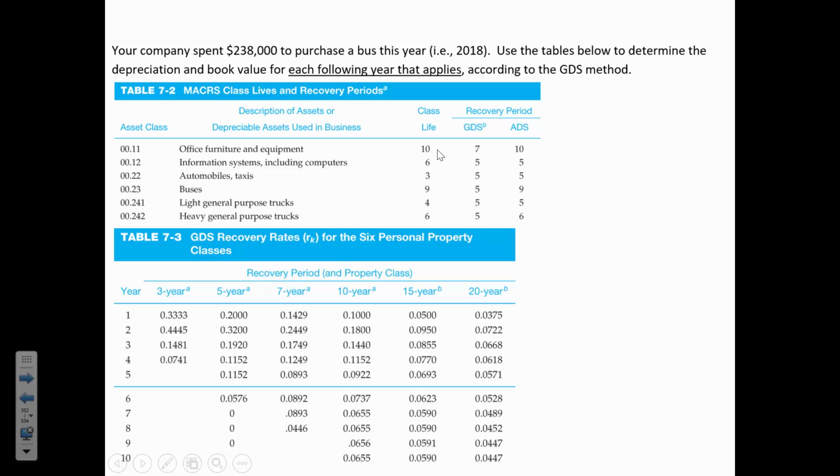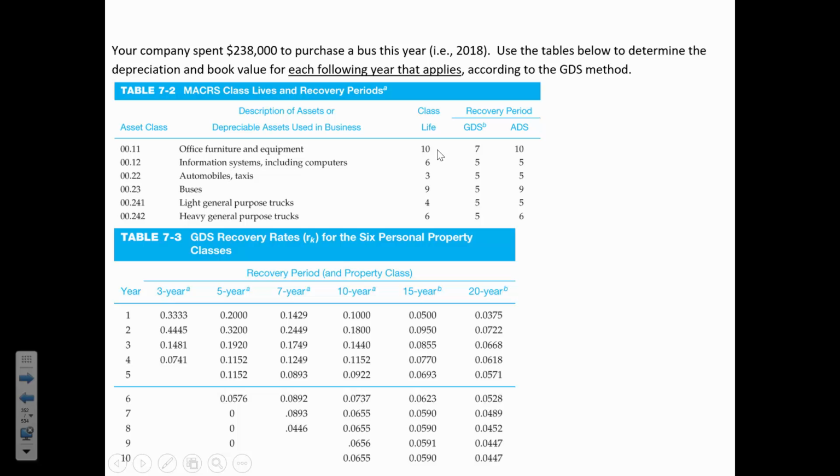You can use Excel for this if you like. You can also do it quite easily by hand. But what we're saying is that we have a bus, and what we want to do is find out how much depreciation can be taken for each of the following years. So we're using the GDS method. Calculate the depreciation amount and the book value for each year.